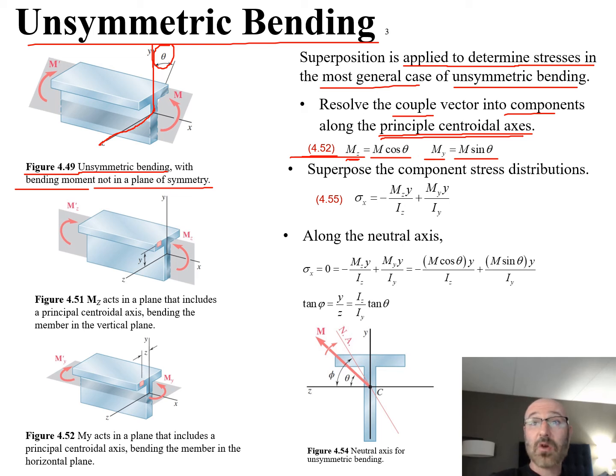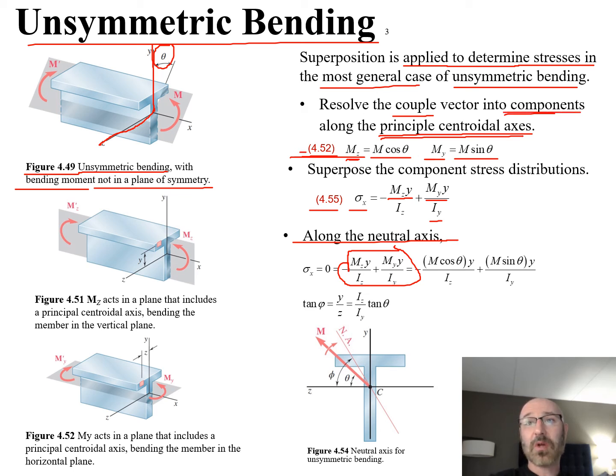Now from there, we can go to equation 4.55 and superimpose the component stress distributions there. So we see that our sigma sub x is equal to, we have our M sub z times our y, the negative value up front, over our I sub z, plus M sub y times y over I sub y there. So now if we're along the neutral axis, we can say, okay, our sigma sub x is equal to what we just saw above there, and then we break these down into their components from this relationship in 4.52.